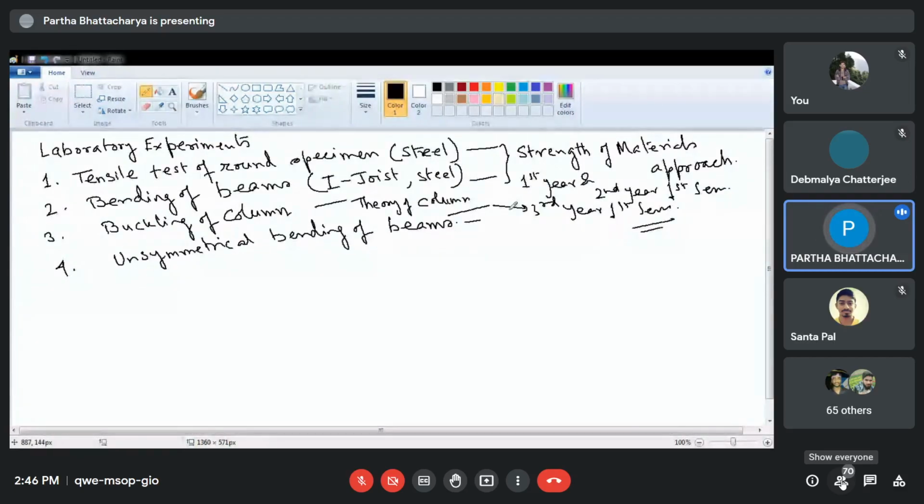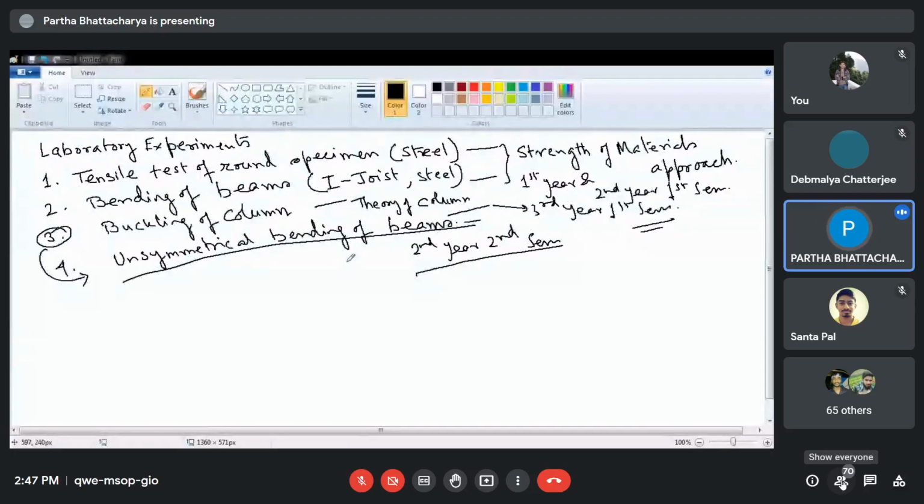So probably we will try to perform this experiment at the end. Before buckling of column, we will study unsymmetrical bending of beams. Now this unsymmetrical bending of beam is a part of the second semester syllabus. Okay, so who is responsible for teaching this theory of structures in your second semester? What is the name of the teacher?